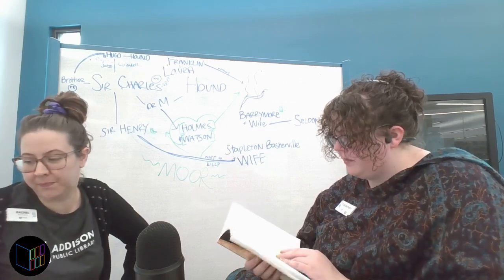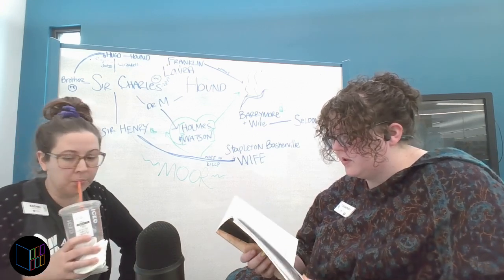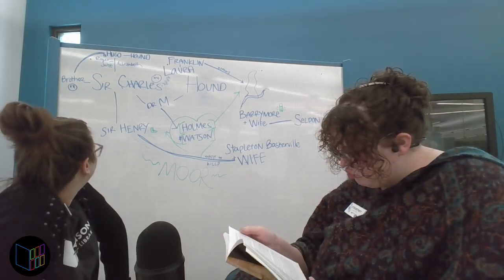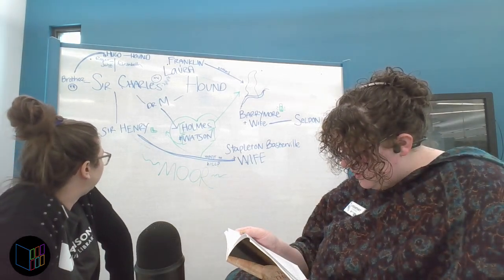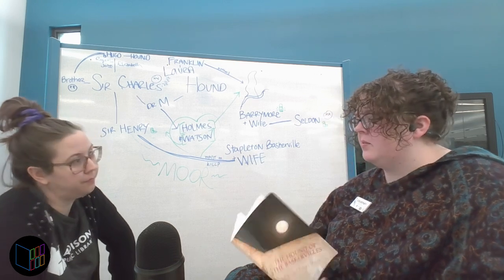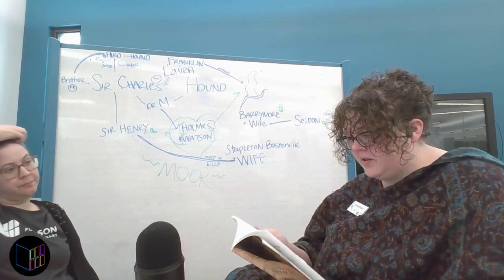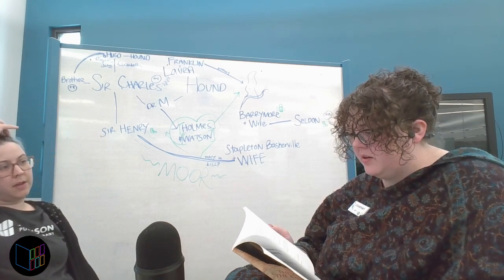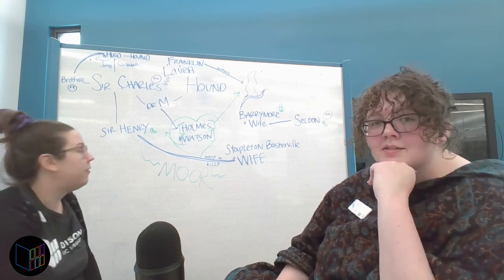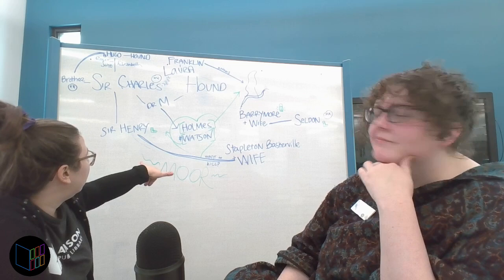I'm trying to find the part where they talk about Sir Charles's brother. But yeah, lots of suspicious little things going on all over the place.